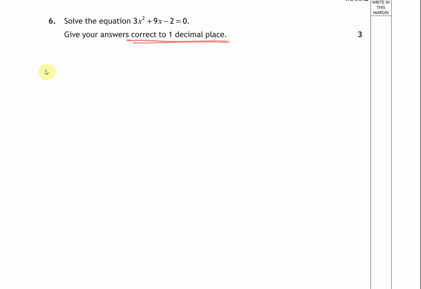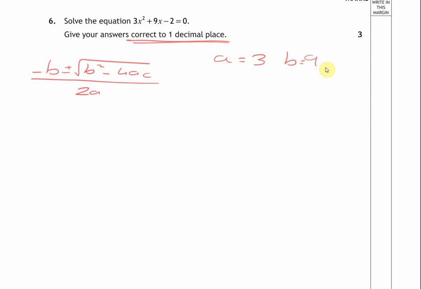Now the quadratic formula we know is minus b plus or minus the square root of b squared minus 4ac, all divided by 2a. The values of a, b and c are the coefficients in front of your quadratic. So the value of a is the number in front of the x squared, so that would be 3. The value of b is the value in front of the x term, so that's 9. And the value of c is going to be minus 2, because we take not only the value, but the sign with it as well.